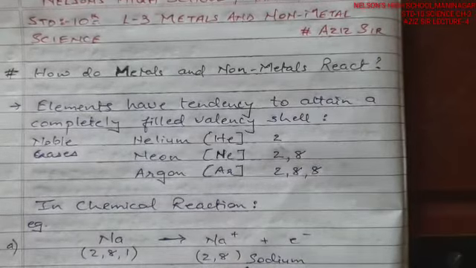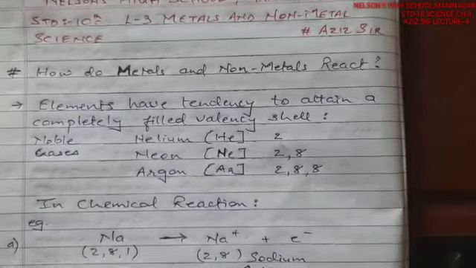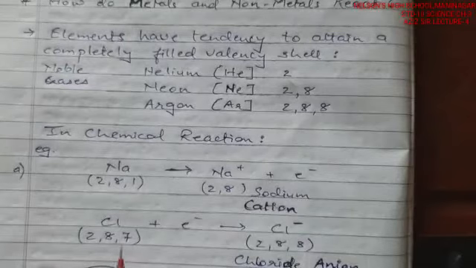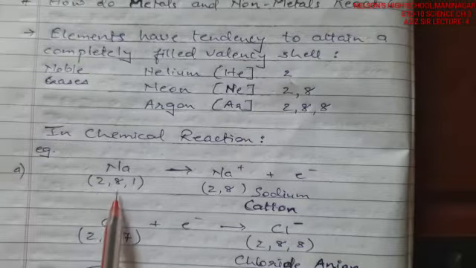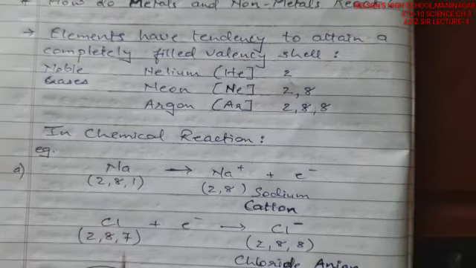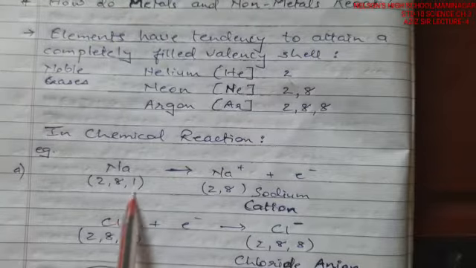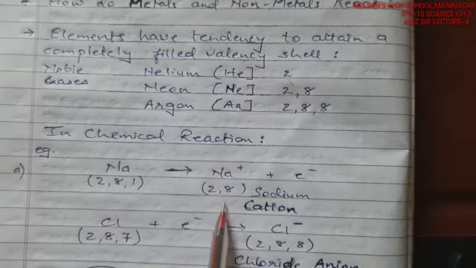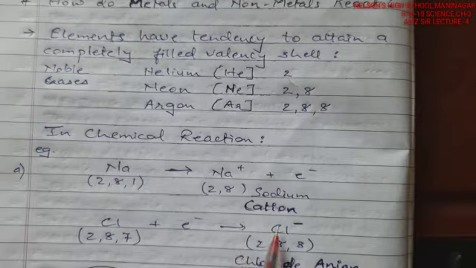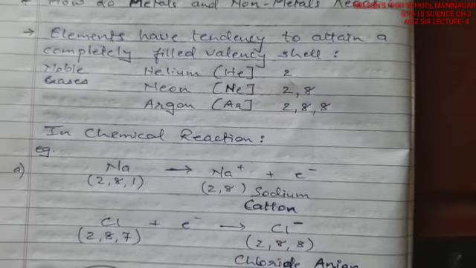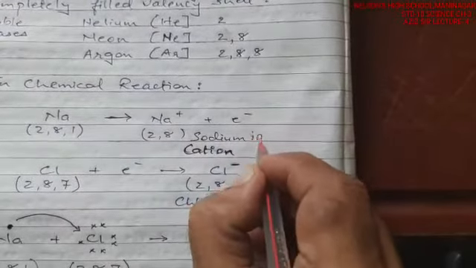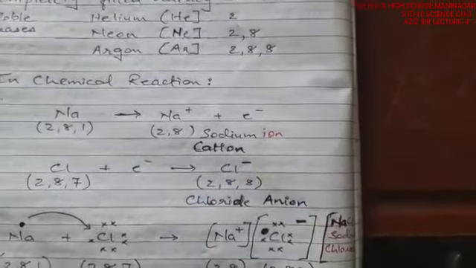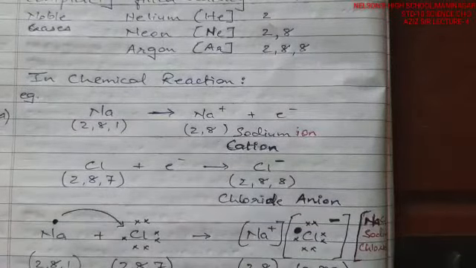Now, how does the chemical reaction happen? Elements like sodium have an outermost shell of 1 electron, that is the electronic configuration 2, 8 and 1, in K, L and M. It loses 1 electron from its outermost orbit and turns to a sodium cation, that is called a sodium positive ion. So here it turns to an ion, a sodium ion, that is a positive ion.